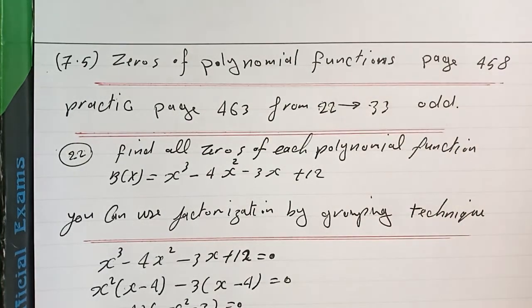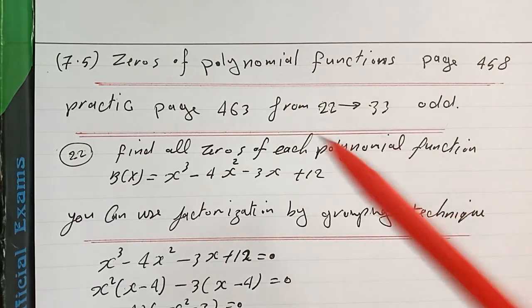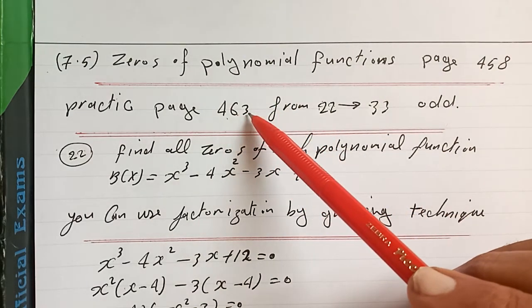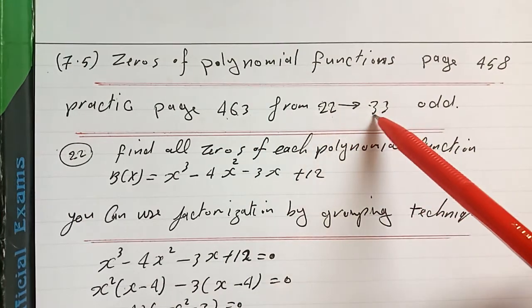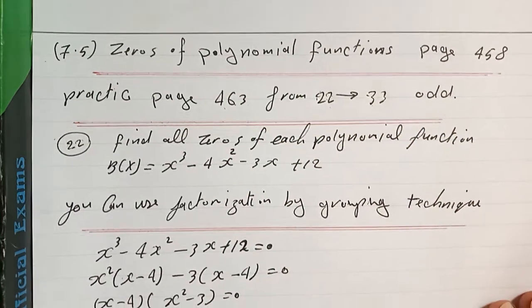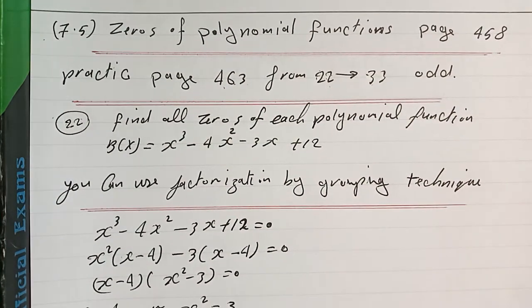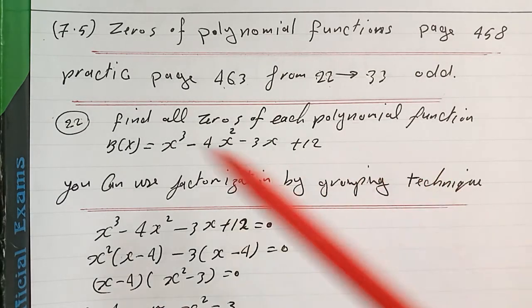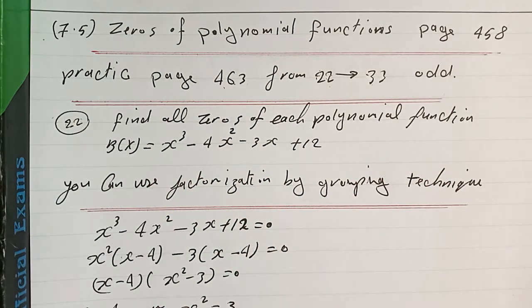Hello grade 10, this is lesson 7.5, Zeros of Polynomial Functions, page 458. You will have practice page 463 from 22 to 33, odd numbers. I will take one example, which is number 22 from the exercise.